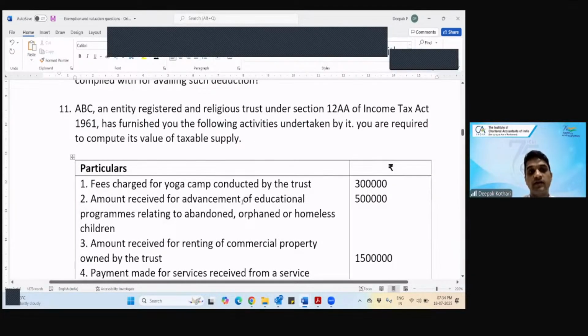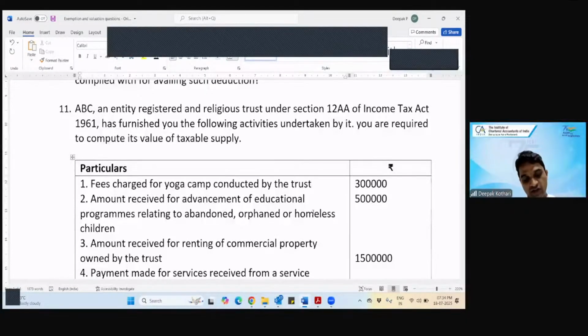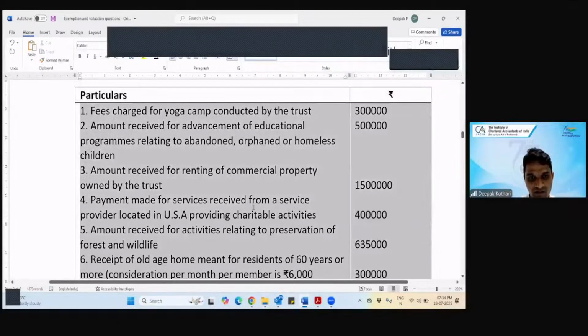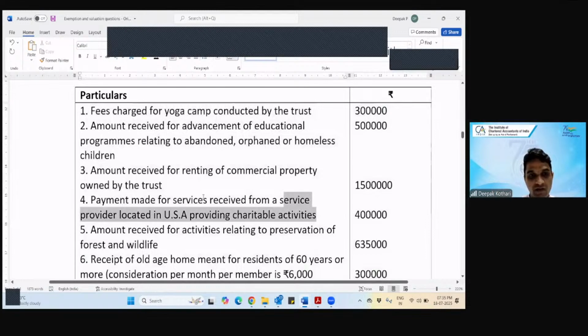Okay, question number 11. Fees charged by yoga camp conducted by the trust, amount received for advancement of educational programs relating to abandoned, orphaned, or homeless children. Then amount received for renting of commercial property, payment made to services received from a service provider located in USA, providing charitable activities. I think this is to be excluded because this is for the final level, not for you.